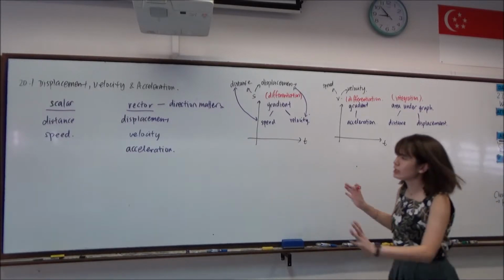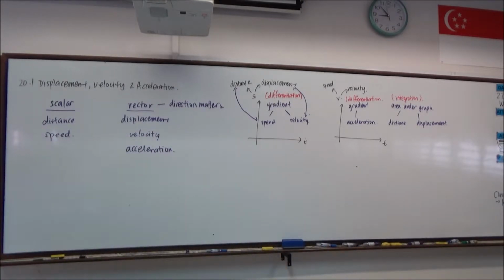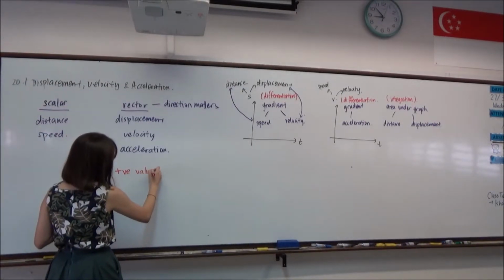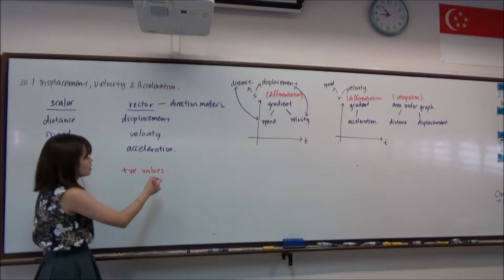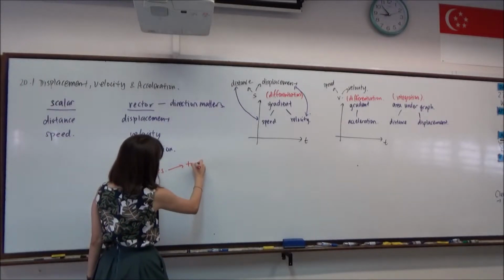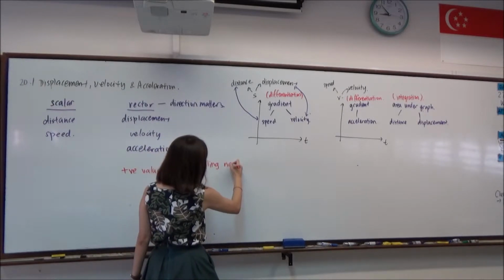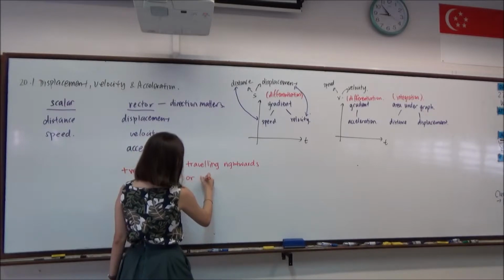So when it comes to scalar and vector, we know that for vector, the direction matters. So usually we will take some conventions for our positive values. For positive values, we take the convention of traveling in the right direction, as in the right side, or outwards. Rightwards or outwards, yes.